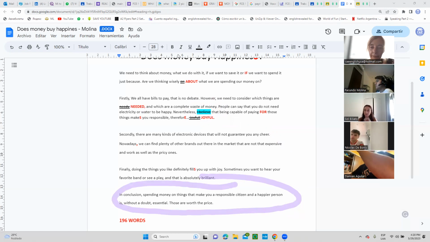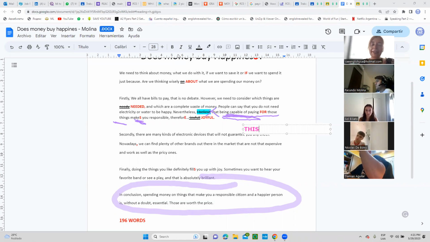So nevertheless, being capable of paying for those things makes you responsible. So we can eliminate, I believe, and we can also eliminate that. So nevertheless, being capable of paying for, because you pay for things, of paying for those things makes you responsible. Let's take a look at why it's makes, because it's being capable of paying for those things. All of that means it or this.